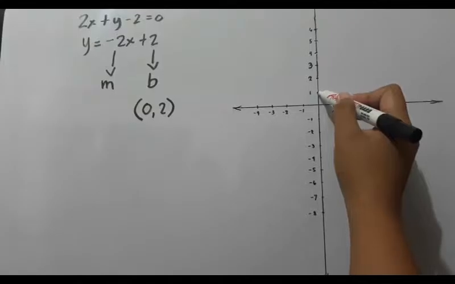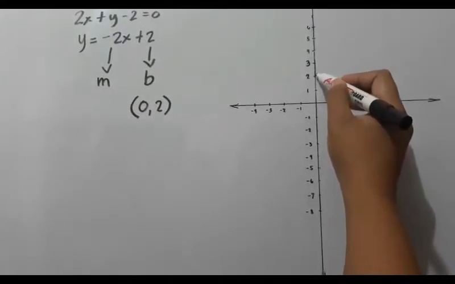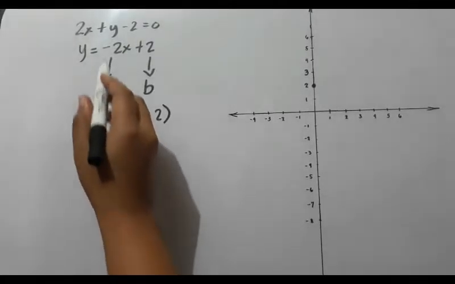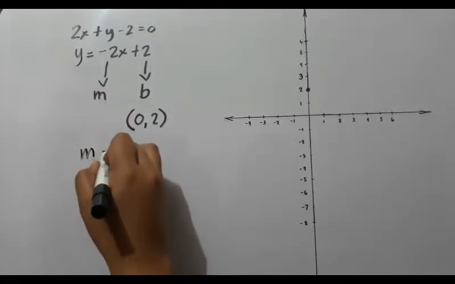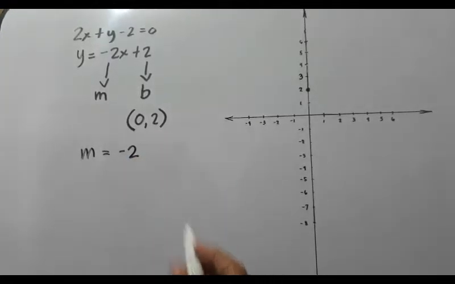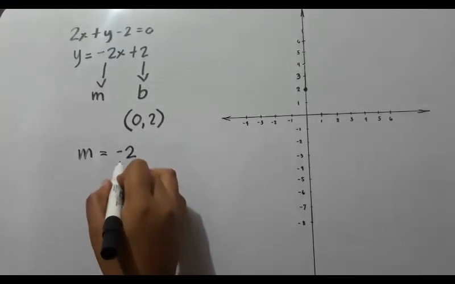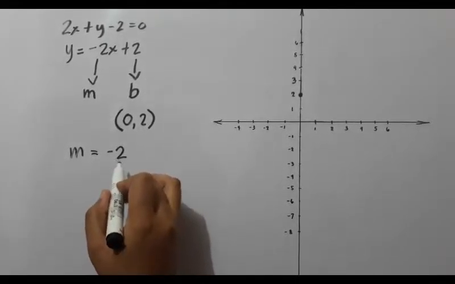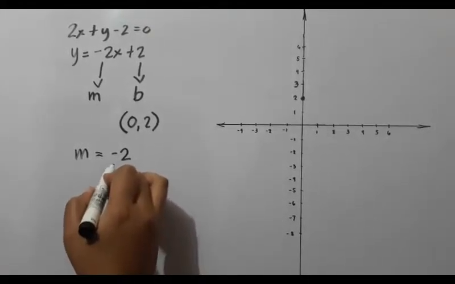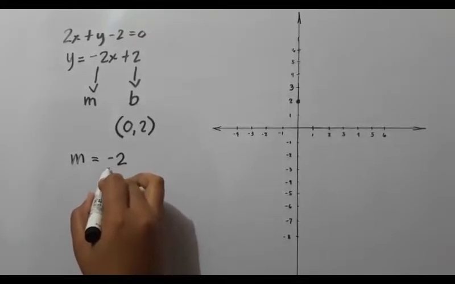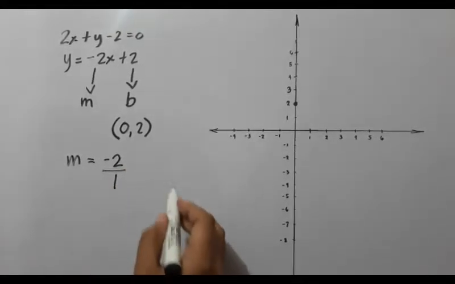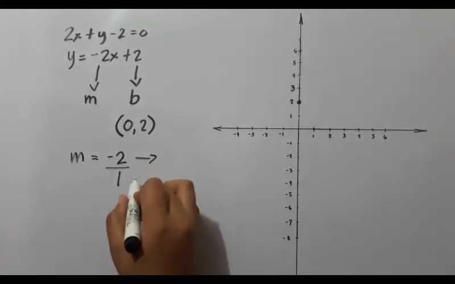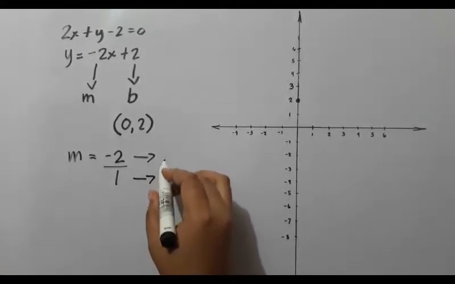We have here (0, 2) as the first point. Now, the slope is negative 2, so the denominator of this number is obviously positive 1. Again, this is the vertical movement and the horizontal movement.